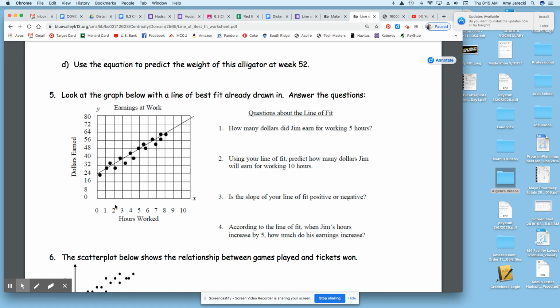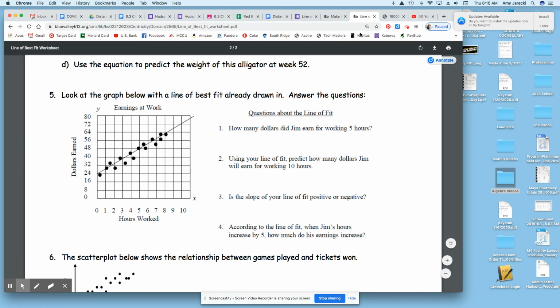According to the line of fit, when Jim's hours increase by 5, how much does his earning increase? This one's a little tricky. A lot of students would go right to 5 and say, hey, he makes 48. Yes, at 5 he makes 48, but the question is how much more does he earn when it increases by 5? If I start at 0 and go to 5, that's there to there. What's the range between here and here? So 24 to 48. What's that difference? That is a difference of $24. So that's kind of using the line of best fit to help us estimate.